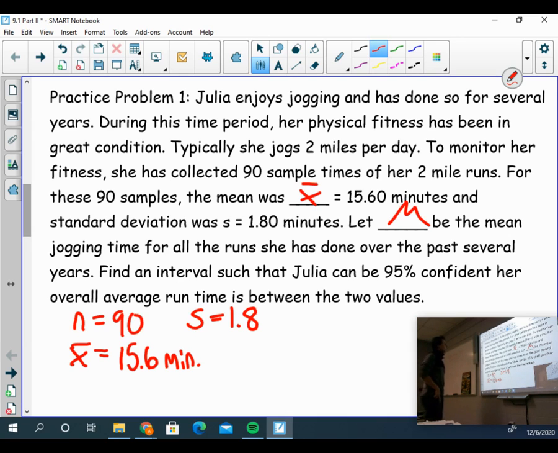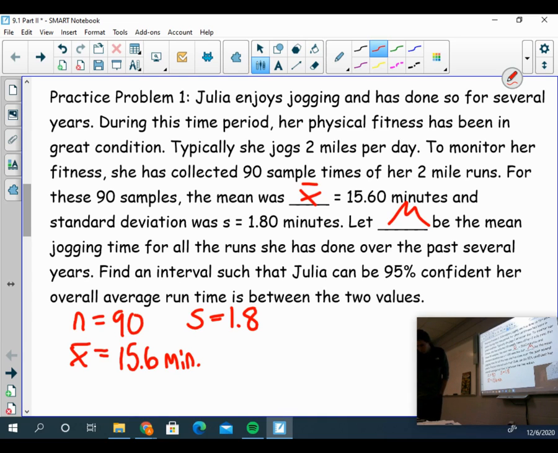Okay, so we're trying to find an interval such that Julia can be 95% confident her average runtime is between the two values. We don't know her average runtime over the span of the 2 years. She doesn't track every single run she does, but she would like to know what it is. And we want to be 95% confident in whatever interval we come up with. So, how are we going to solve the problem?